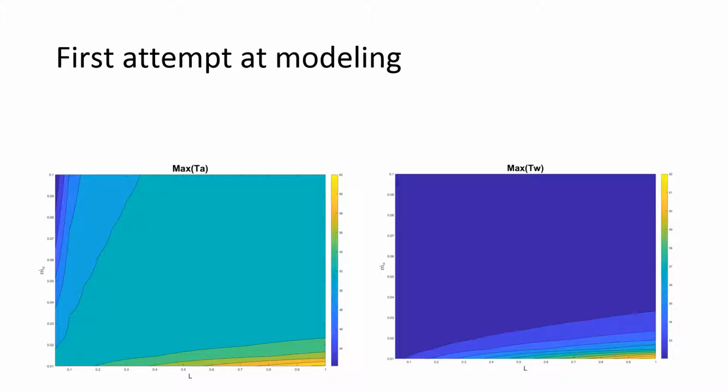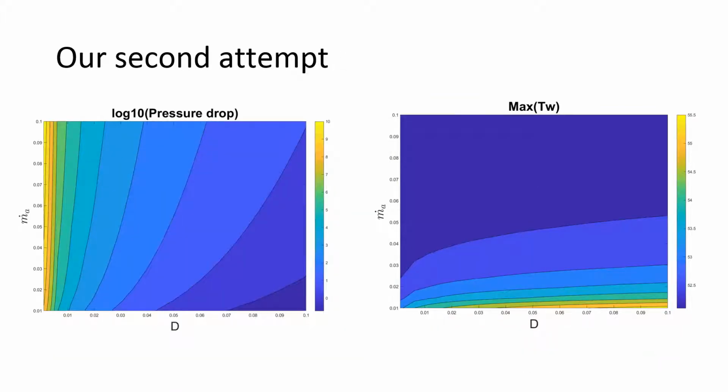To alleviate this issue, we added the pressure drop and we made the diameter a design variable instead of length. These two figures are the response surfaces that we obtained once we switched to a multi-objective optimization problem. The only constraint that we put on this new system was that the Reynolds number must be less than 5 times 10 to the 6th. We were relieved to discover that now there is an interesting optimization problem.